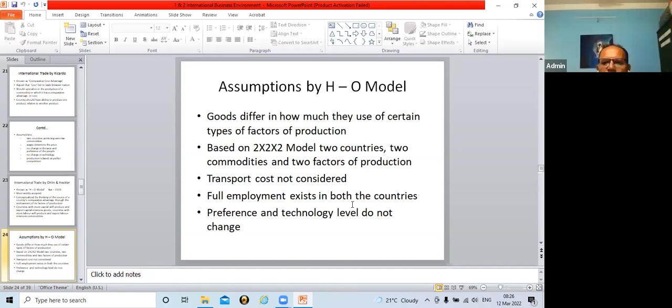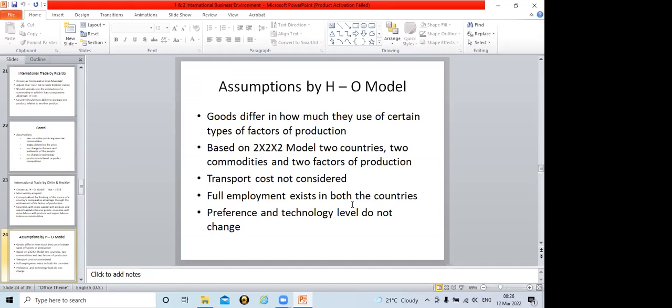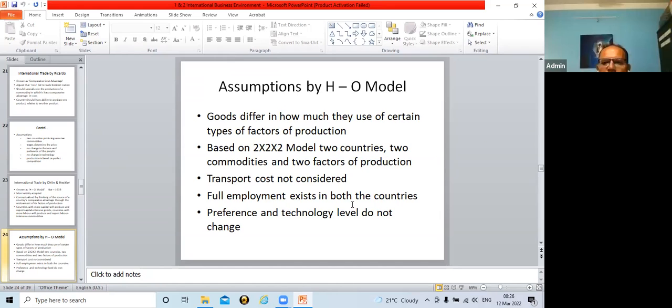You may not agree with this assumption, but since it is quoted by OH, that is Olin and Heckler, we have to follow that. Full employment.